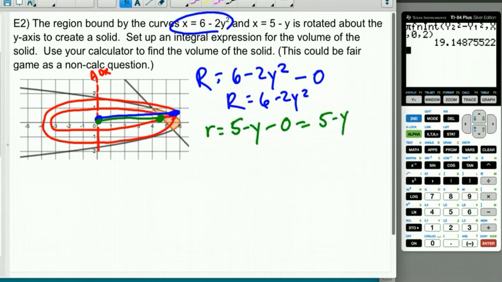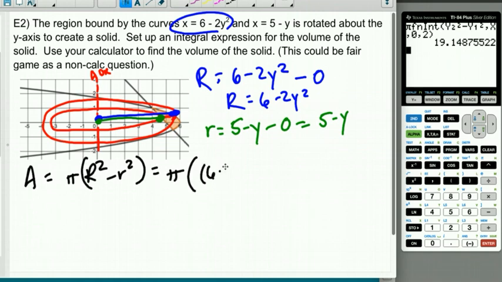So when I go to write this, my area is pi big R squared minus little r squared, right? So that's going to be pi. My big R squared is going to be a 6 minus 2y squared quantity squared minus a 5 minus y quantity squared. It has to look like that. You can't use x and x because they didn't call them f of y and g of y. That means my volume is the integral from the bottom y value.